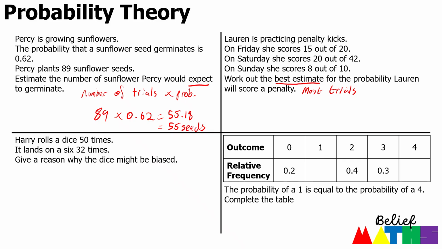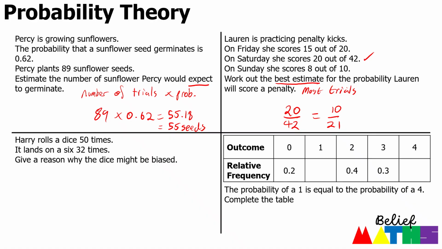So what we then want to do is, well, we can see here on Saturday she took the most attempts, that's the most number of trials, so it'll be 20 over 42, which we can either write as a decimal or we can just leave it as a fraction. We don't even have to simplify it, but because we have a calculator we can just check, and that gives us a bit of a weird decimal, so we'll just leave it as 20 over 42 or 10 over 21.